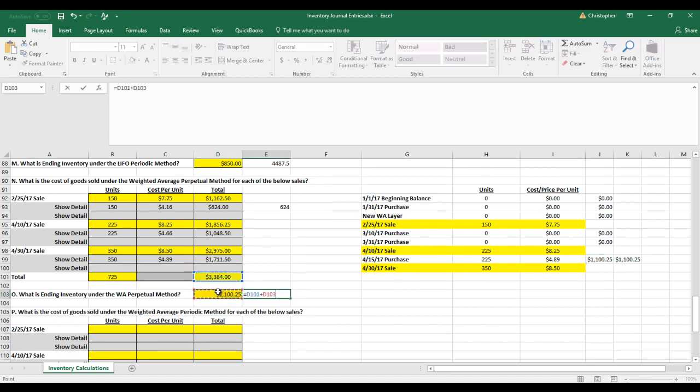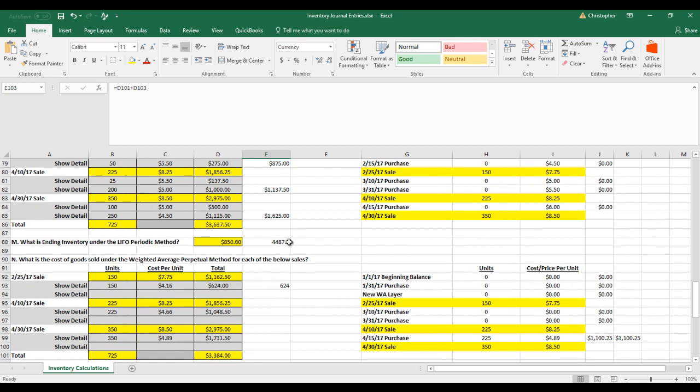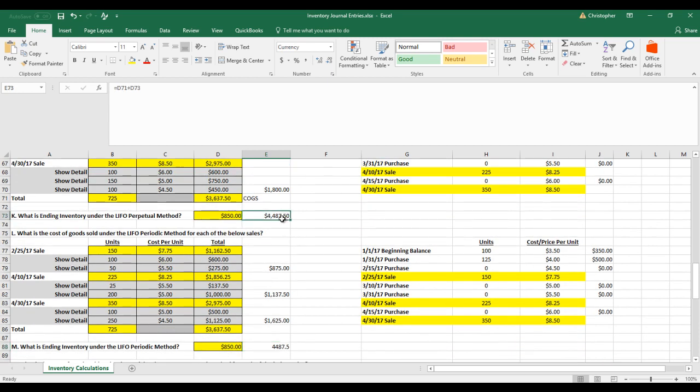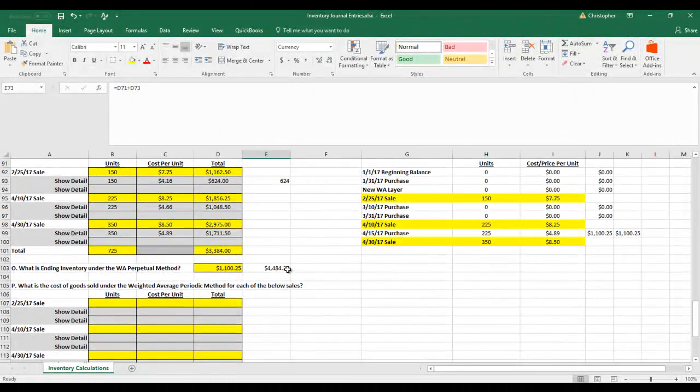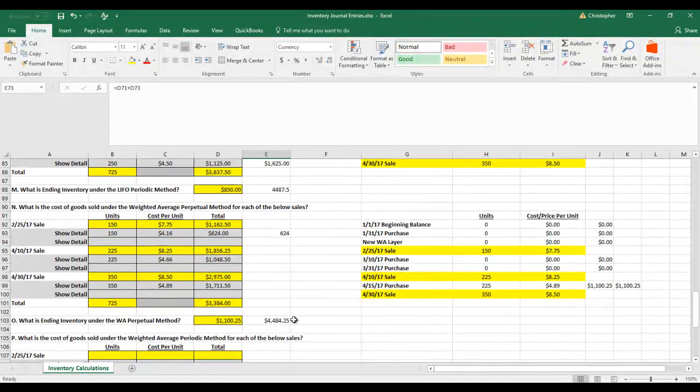So let's go ahead and add those two together. We get $4,484.25. Now, if you look up above, that was supposed to equal $4487.50. It's off by what, $5? Not even that. It's off by $3.25.